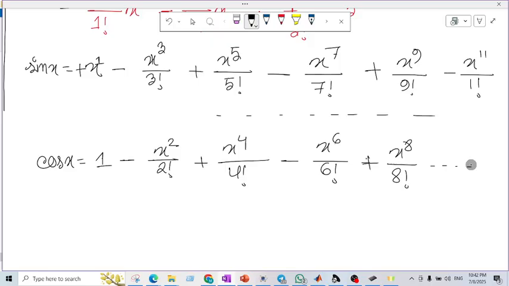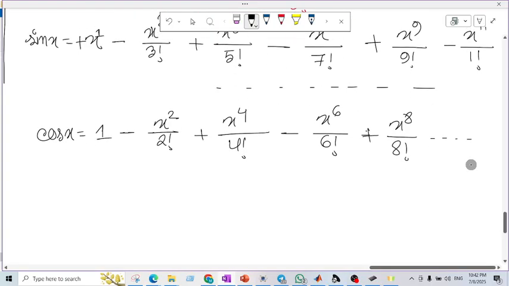Okay, let's now see one thing. Do you know what is cos x plus i sin x?